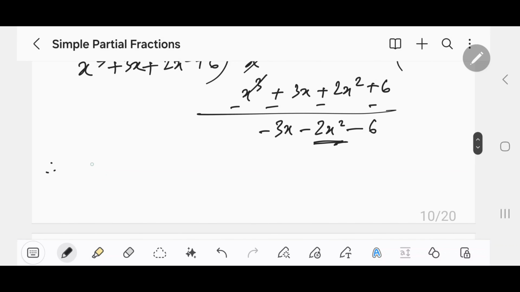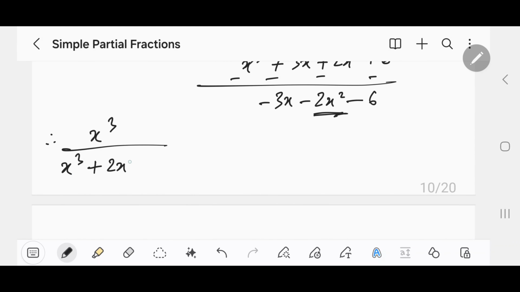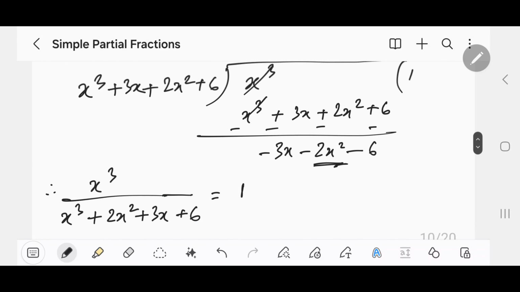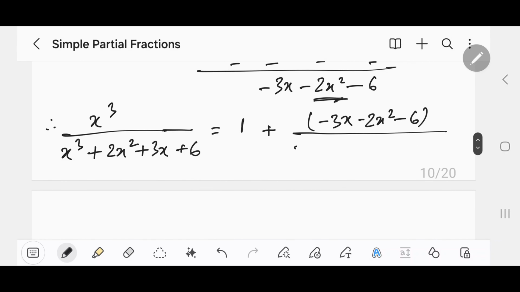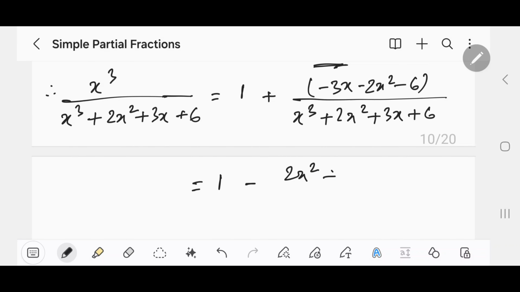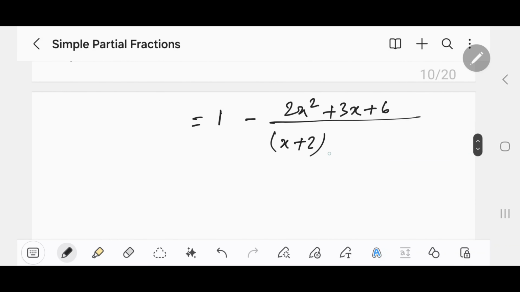Therefore, we can write x cubed by (x cubed plus 2x² plus 3x plus 6) equals 1 plus, this is the remainder, right? Minus 3x minus 2x² minus 6 divided by x cubed plus 2x² plus 3x plus 6. This is 1 minus (2x² plus 3x plus 6) divided by (x cubed plus 2x² plus 3x plus 6), which is (x + 2) into (x² + 3), right? Let this be equation first.